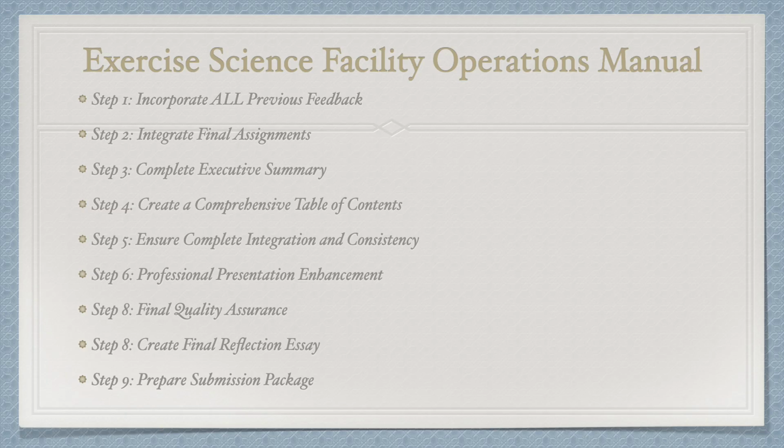And step 7, create final reflection essay. You're going to reflect on the following areas: learning and growth, AI integration and practical applications, future readiness, and signature assignment assessment. And I've created a template for this for you, so you can use that template. And step 8, prepare submission package. Make sure that the document is correct. It looks professional throughout and ready for professional use.